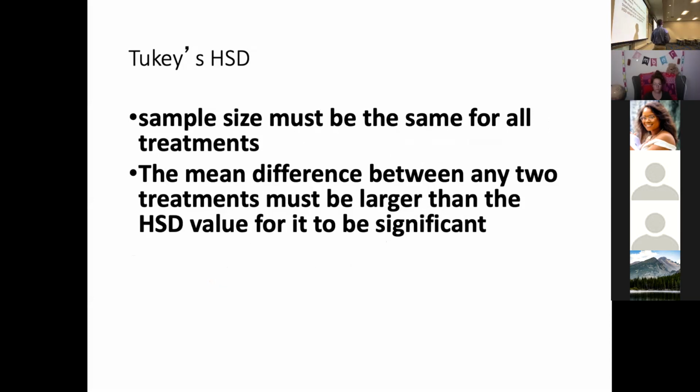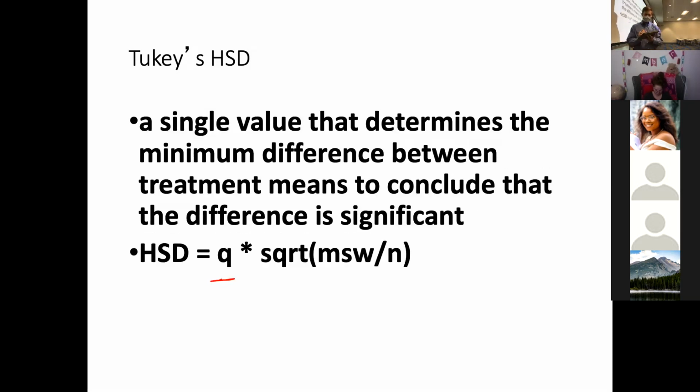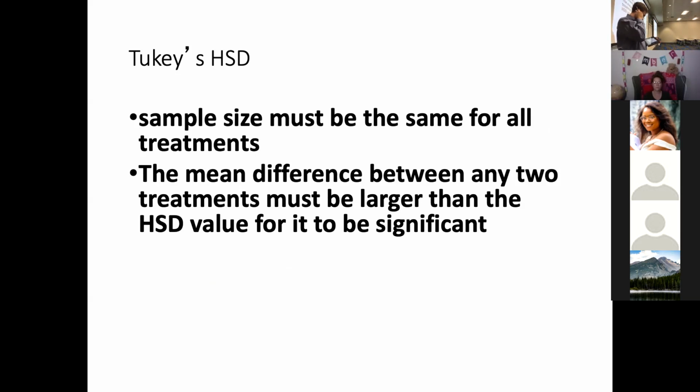Now, one of the idiosyncrasies of Tukey's HSD is that the sample size has to be the same for all treatments. When I represent this with little n, that is not the total number of observations, that's the number in the condition. This number has to be the same for every group in order for us to use it. Once we find that HSD value, the difference between the means for the conditions of comparison has to be larger than that HSD value.